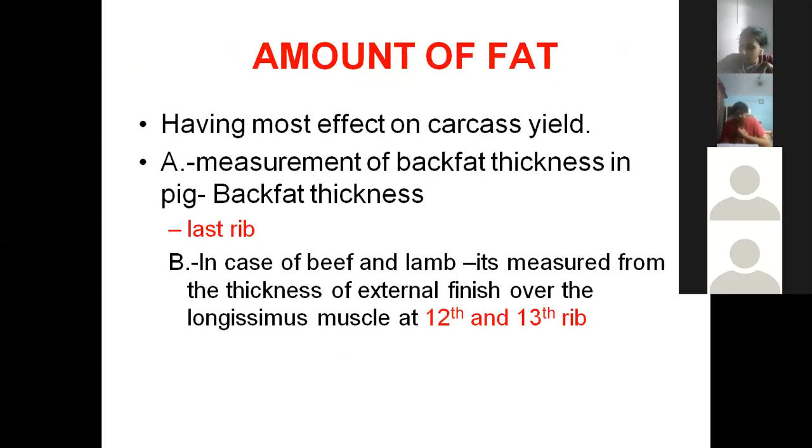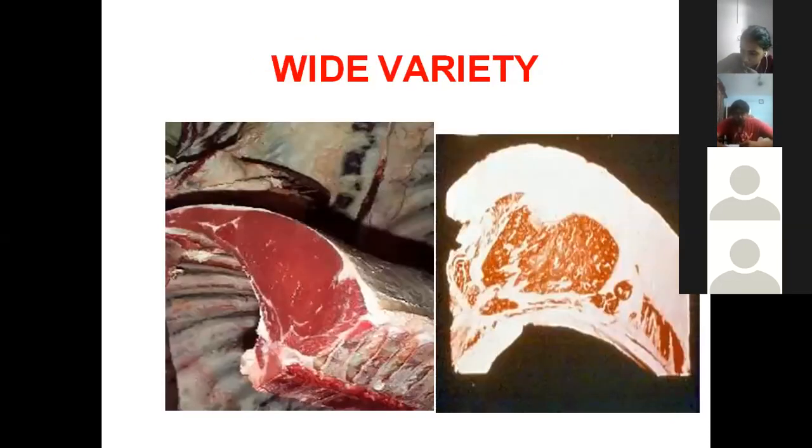So coming to the amount of fat, how will you estimate the fat? As I told you, we will be cutting between the 12th and the 13th ribs. When you cut it out, we'll be just looking for the longissimus dorsi muscle, or the rib eye area. Just observe this one. This is the rib, and this is the longissimus dorsi muscle, LD. This is the most tender muscle.